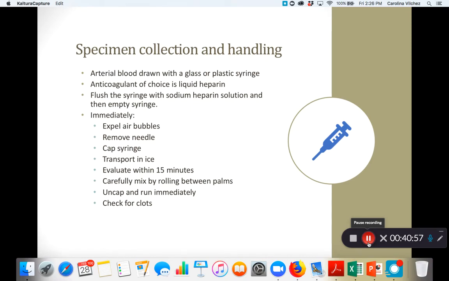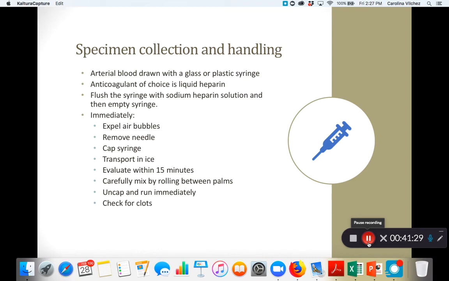Specimen collection for blood gases has to be done for arterial blood. So that's what's drawn, and you use a glass or plastic syringe. Heparin is the anticoagulant of choice. You will flush the syringe with sodium heparin and then empty the syringe. Right after that, you will try to expel the air bubbles. You will remove the needle, cap the syringe, transport in ice, and evaluate. Very important to do this, to evaluate within 15 minutes.